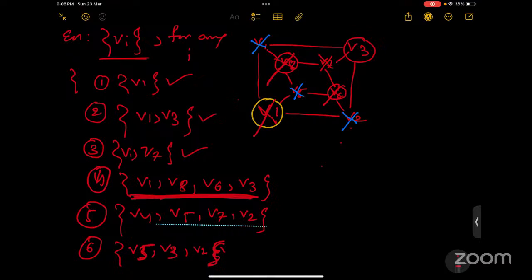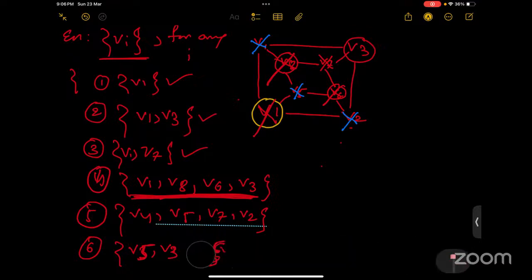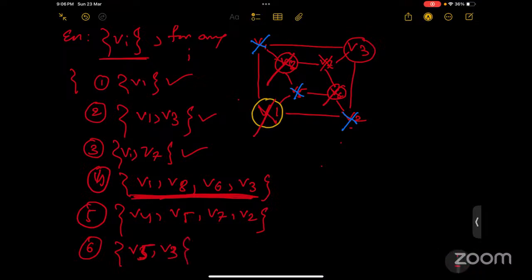Yes. So V4 we can't take because V4 is directly connected with V3, right? So when we're taking V3, V2 also we cannot take, right? V2 is also directly connected to V3. So only V5 and V3, right? Okay. So this is the concept of independent set.